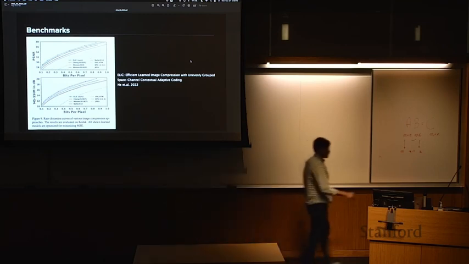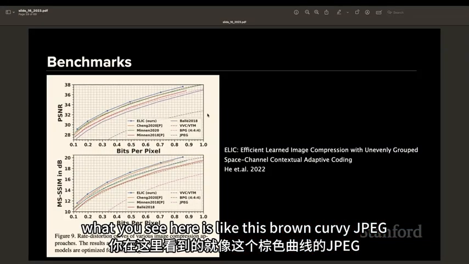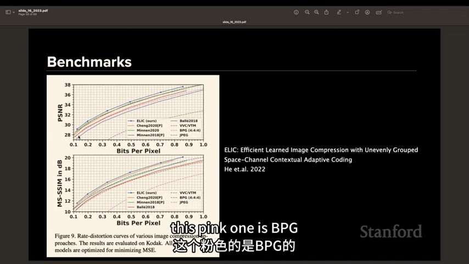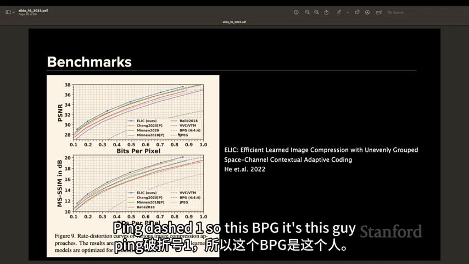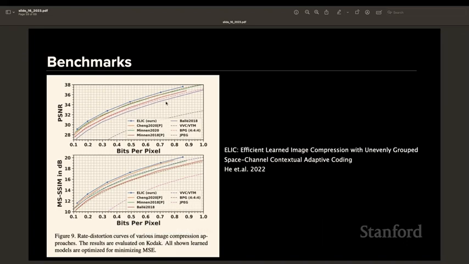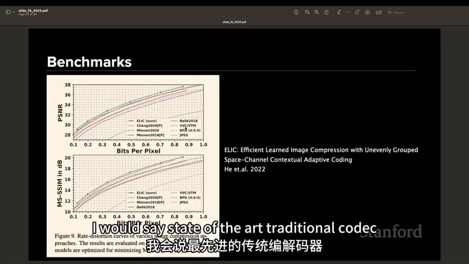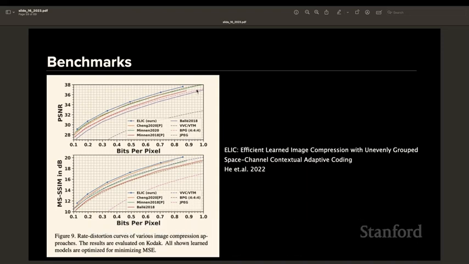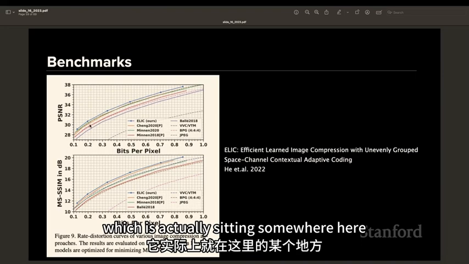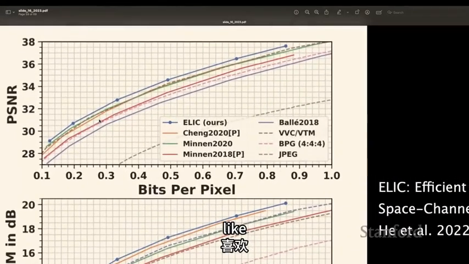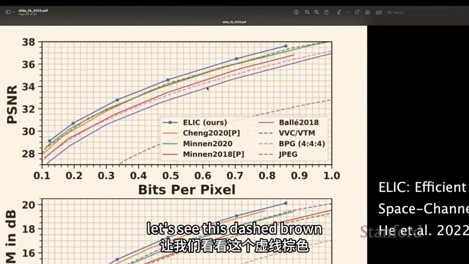And what you see here is this brown curve is JPEG, this guy here. This pink dashed one is BPG, this guy. And there is something called VVC VTM, which is, I would say, one of the state-of-the-art traditional codecs, which is sitting somewhere here. I don't know if you can see it clearly, can you? Let's see, this dashed brown.